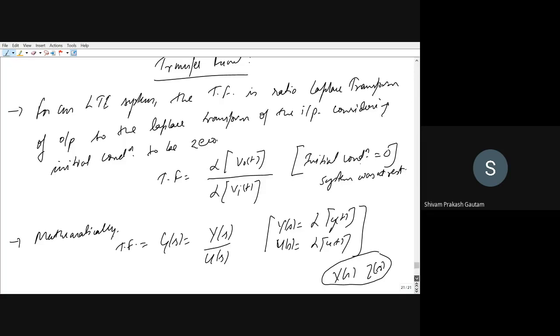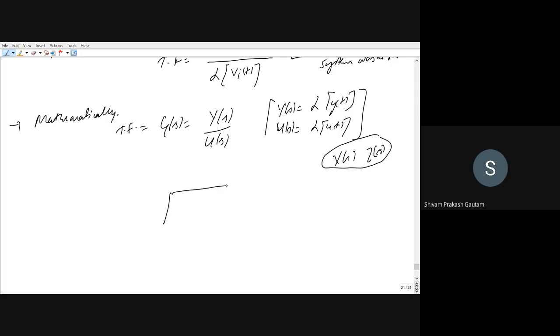Now consider a system that has a transfer function of G of S, an input of U of S, and an output of Y of S. Let us consider this transfer function. In the input, that is U of S, we are giving an impulse function. We are providing an impulse function, or you can say impulse signal, to the input. So what is the Laplace transform of the impulse signal?